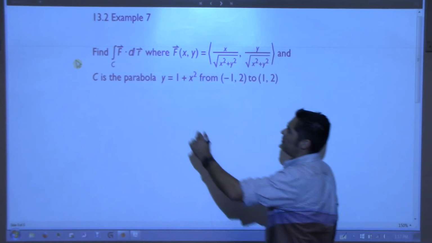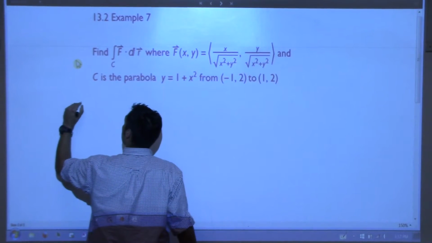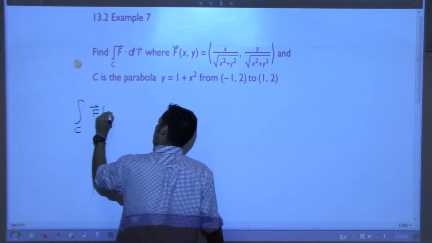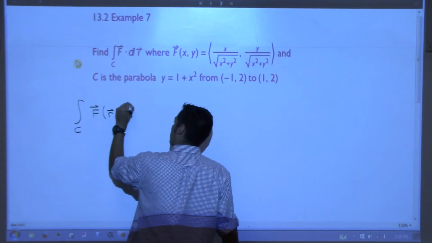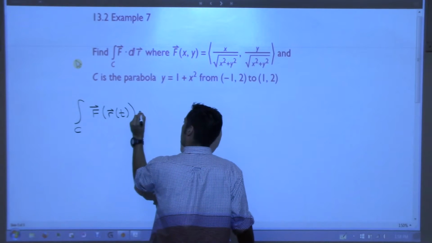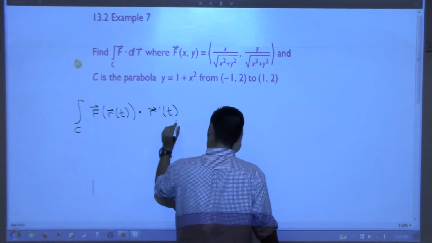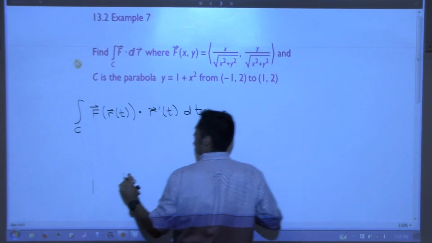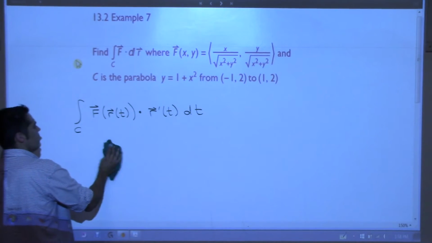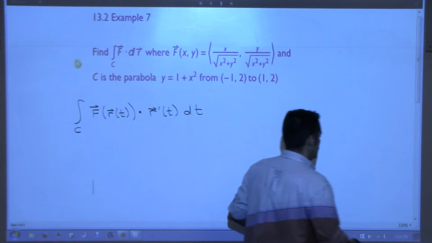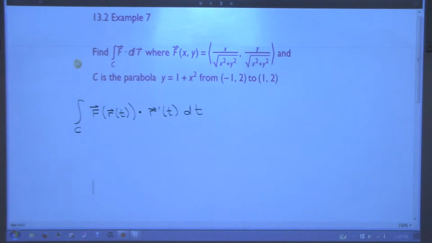So strictly by definition, this is equal to the vector field evaluated at the vector function r of t dotted with the derivative of r of t with respect to t. And I'll leave it as c here, even though it's not great notation. We need to figure out what our limits of integration are. But I will find that out once I investigate what r is.